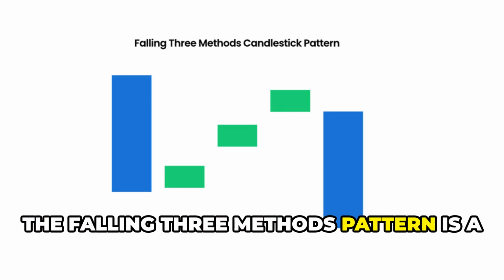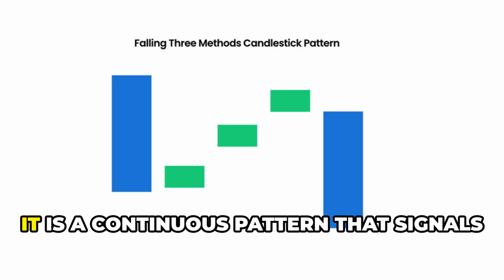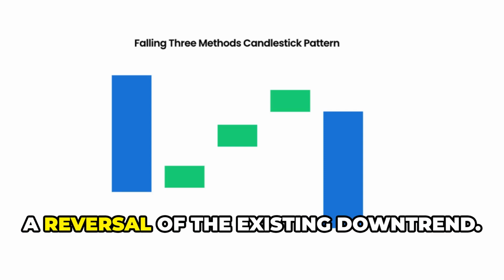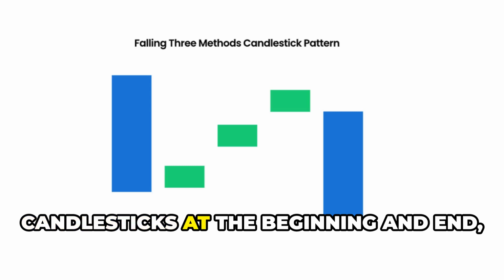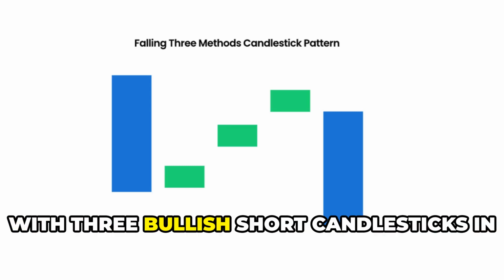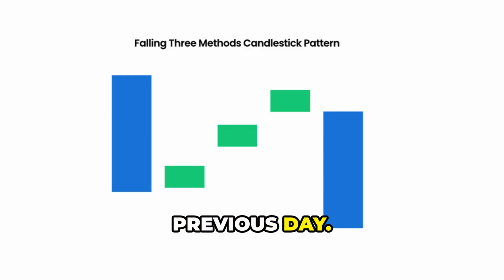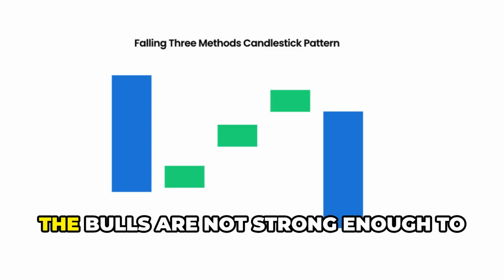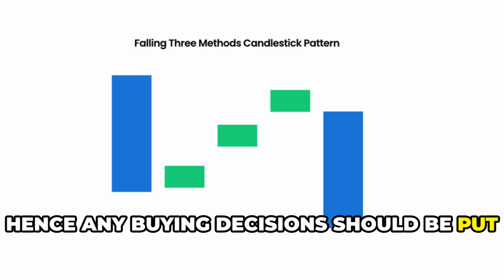The falling three methods pattern is a bearish candlestick pattern with 5 candles as a part of the chart. It is a continuation pattern that signals only an interruption in the market and not a reversal of the existing downtrend. It is made of 2 long bearish candlesticks at the beginning and end, with 3 bullish short candlesticks in the middle, opening at a higher price than the previous day. It indicates that even after 3 consecutive days of a bullish trend, the bulls are not strong enough to reverse the trend from a downtrend to an uptrend. Hence, any buying decisions should be put on hold.